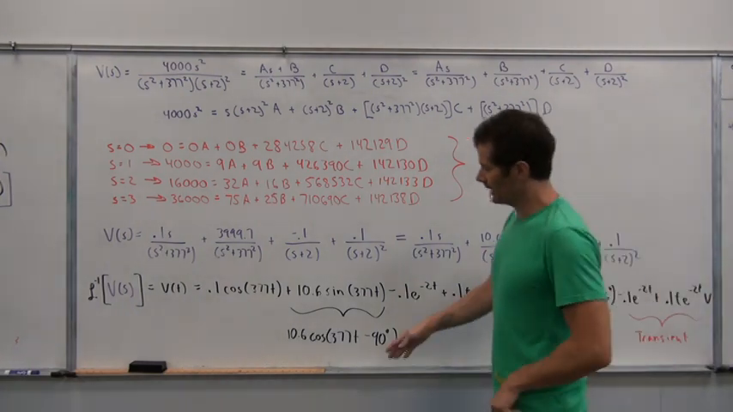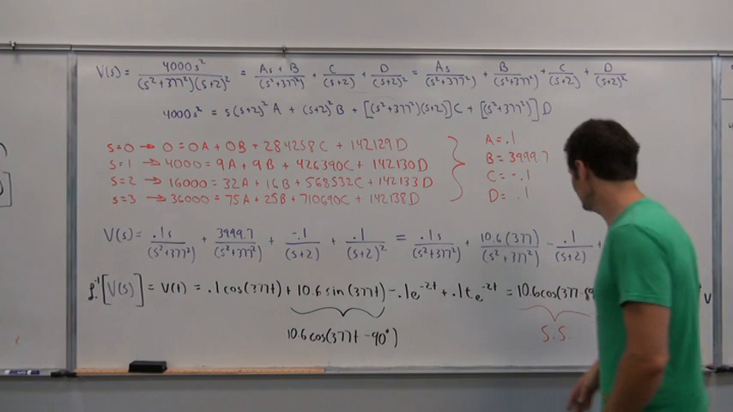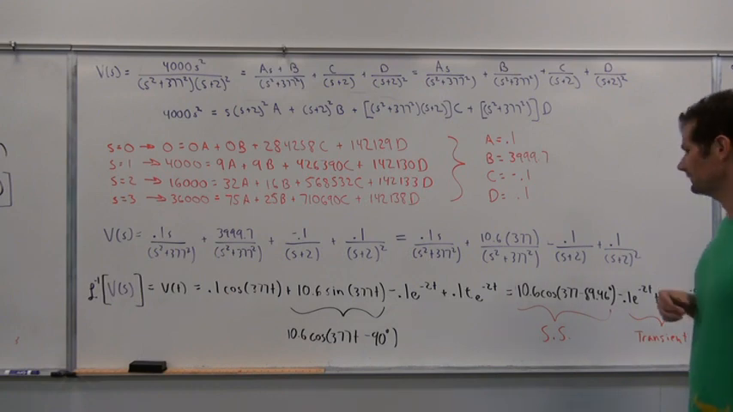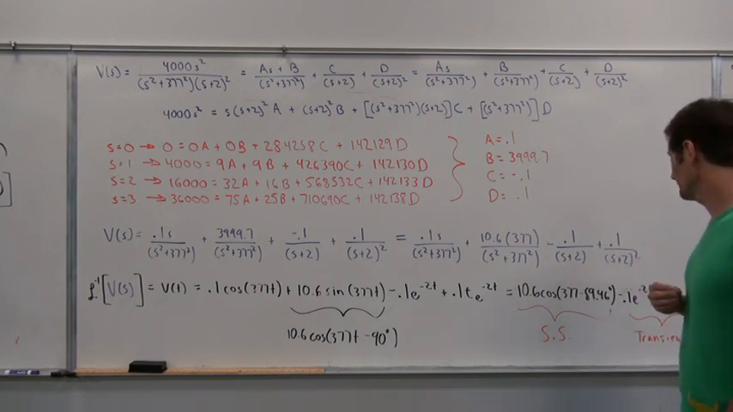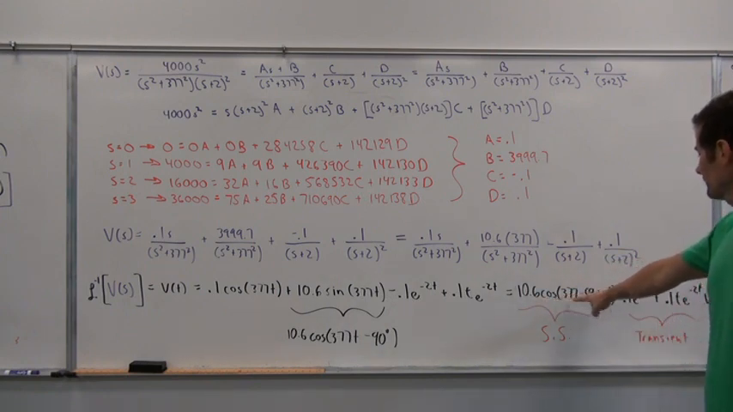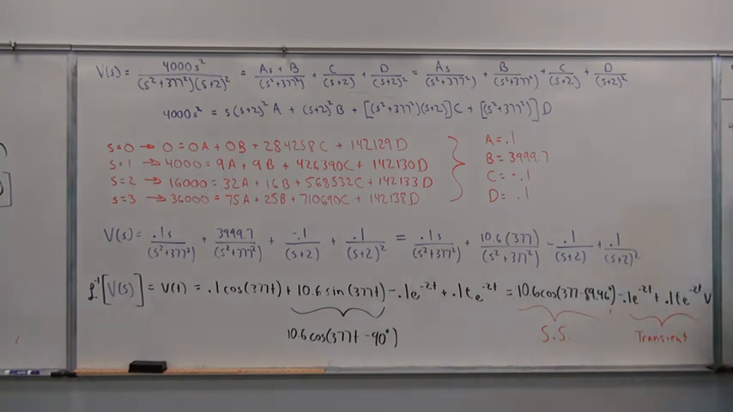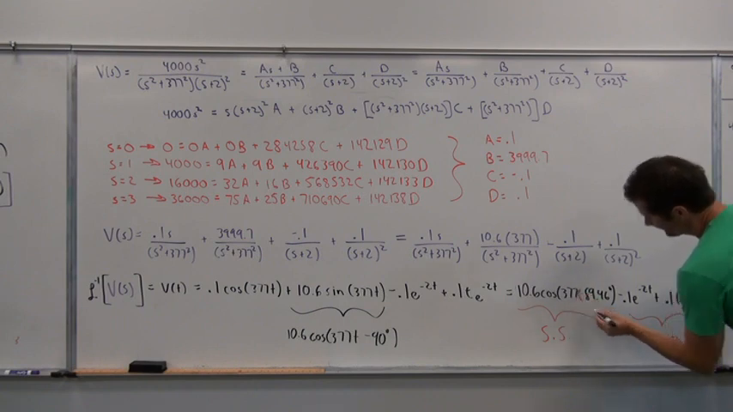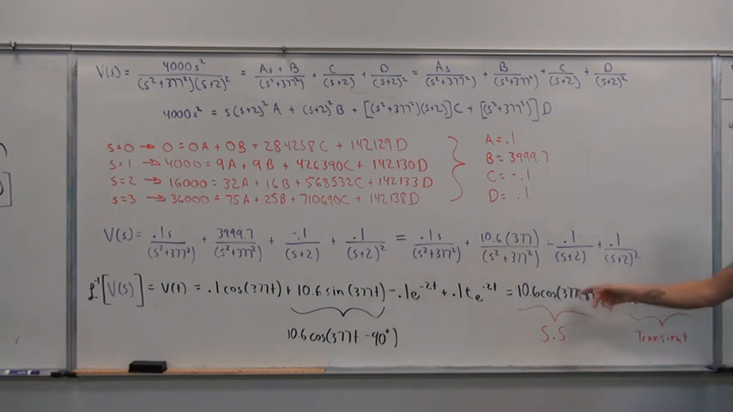But let's go ahead and just combine both of these cosines together. When we do that, we have to use a cosine identity to add those two together. I actually just went ahead and utilized phasor arithmetic just because it was super easy to do, and got 10.6 cosine of 377t, whoopsie, gotta put that t in there, 377t minus 89.46 degrees, minus 0.1 e to the negative 2t, and then plus 0.1 t e to the negative 2t volts.